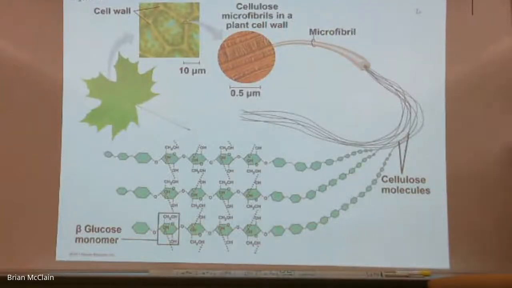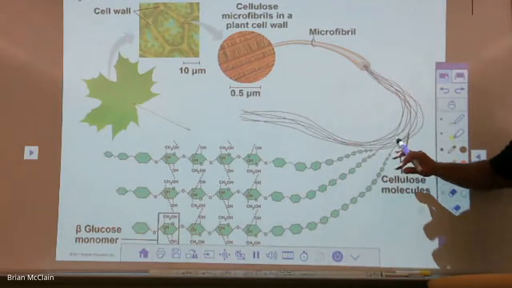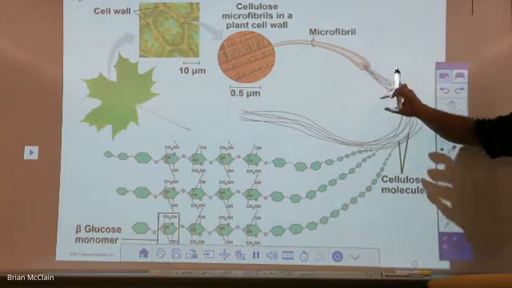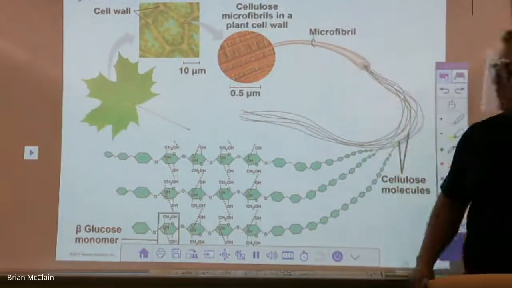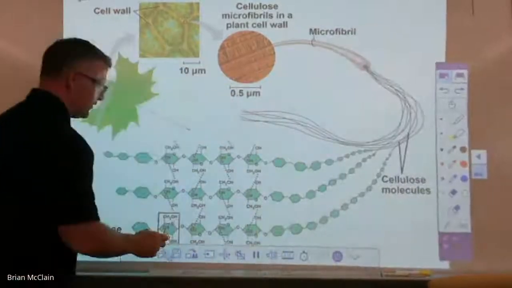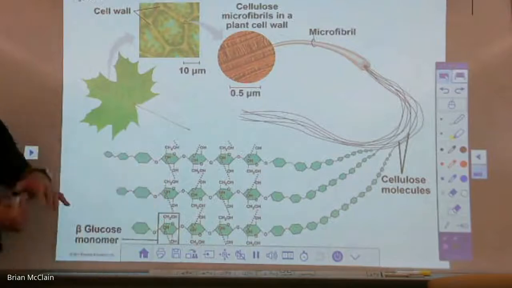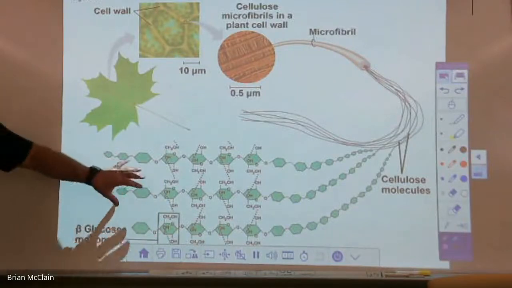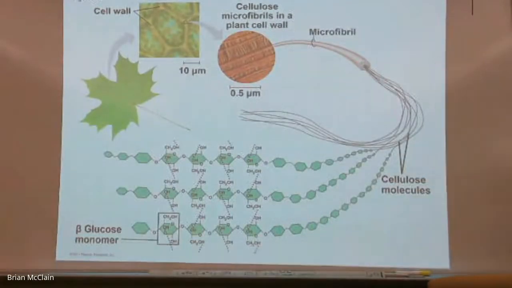So if we go over here and zoom in just a little bit, you can see how they are all clustered together, and this is building up inside of a plant cell wall. And what we're starting to get is these combinations. So they're very linear, but they're linked together, and it becomes a much more rigid structure than when we saw something like amylopectin or amylose.